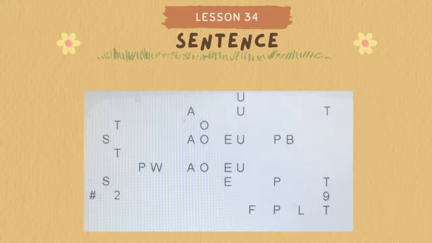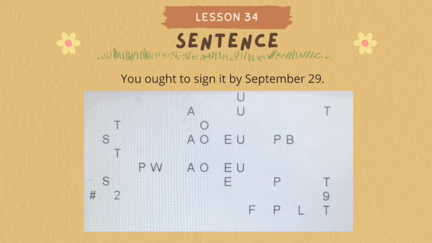Okay, how about this one? This sentence? How are we going to read this? So I'm giving you 3 seconds to read this, to answer this. 3, 2, 1, 0. Okay, let's reveal the answer. Let's check if you were able to get the correct answer. So this is the correct answer. You ought to sign it by September 29. Okay? Did you get the correct answer? I hope so. Or I know you will. Okay? So that's it for lesson 34.